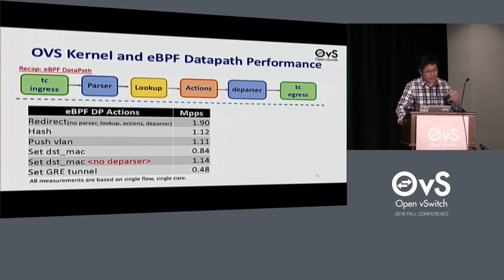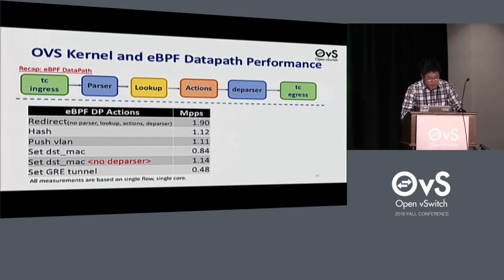Then we continue doing actions like set MAC address. Sometimes people want to change the MAC address and forward. So we set MAC address, and the performance goes down to 0.8. Then we did another experiment called set destination MAC, but without a deparser. Then it goes back to 1.1. So this means that at the deparser stage, when actions actually change the packet payload, the deparser will be invoked. If your action doesn't invoke any change, then the deparser is actually a no-op. So here we can see, by verifying the set MAC without deparser, that the performance goes back to 1.1 million.